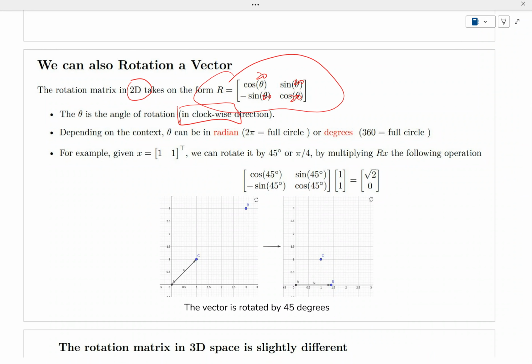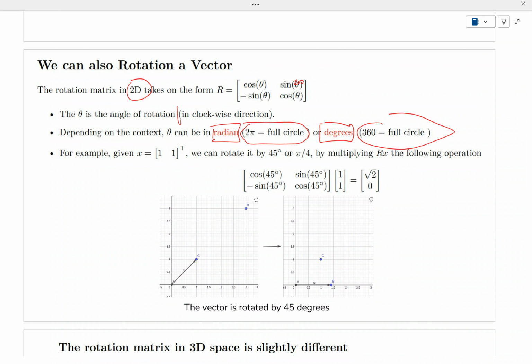It will rotate the vector by 20 degrees. Now, depending on the context, you might need to use degrees or radians. So 2 pi is the full circle versus 360 degrees, the full circle.